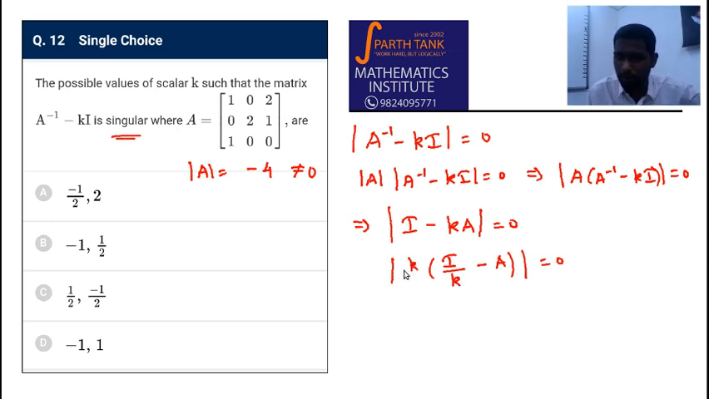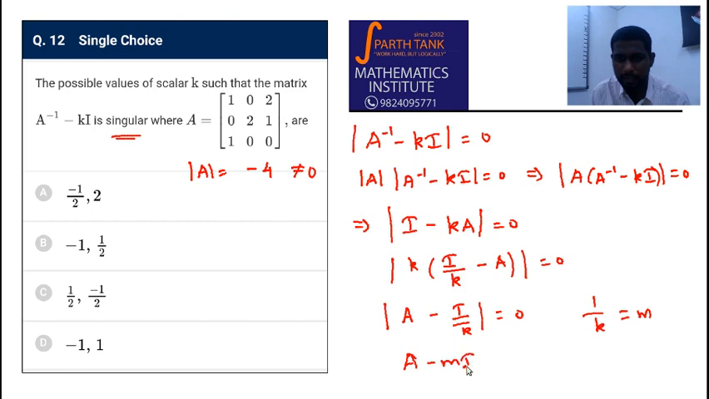Now k can be dropped. When k comes out of the determinant it becomes k to the power n, k cube basically, and k can be taken out. So what I have is the determinant of A minus I by k is 0. I am just changing the sign, which is nothing much. Let us call 1 by k as some m. So I have a nice form, A minus mI is 0. Let us try to find what this would give me.